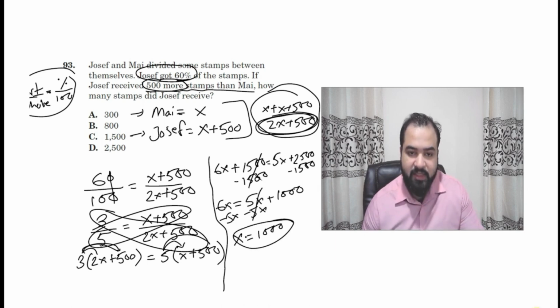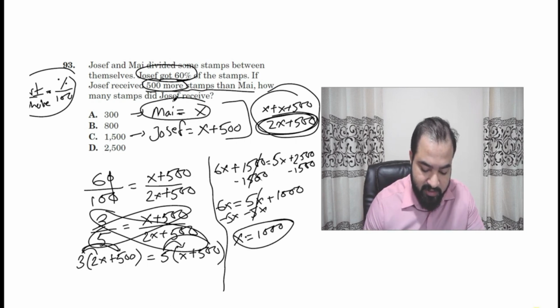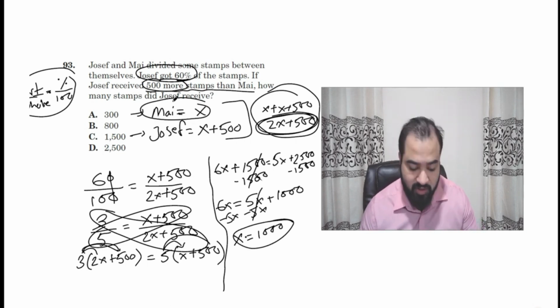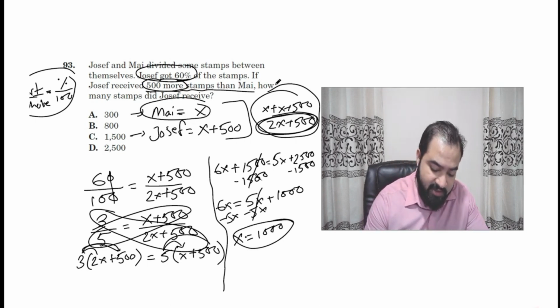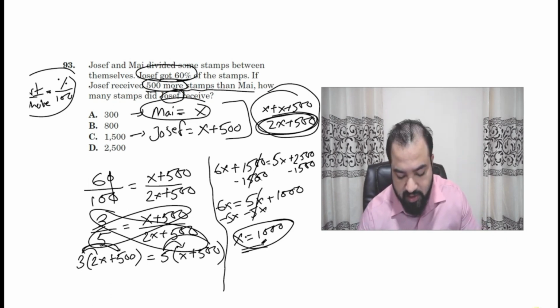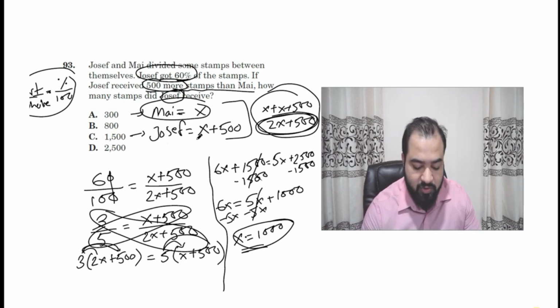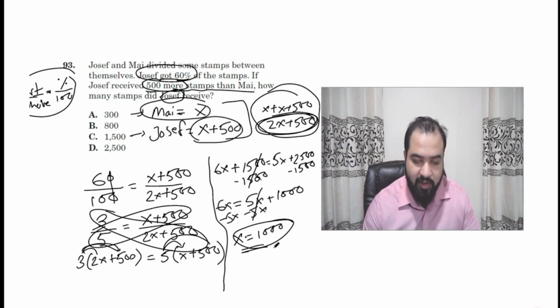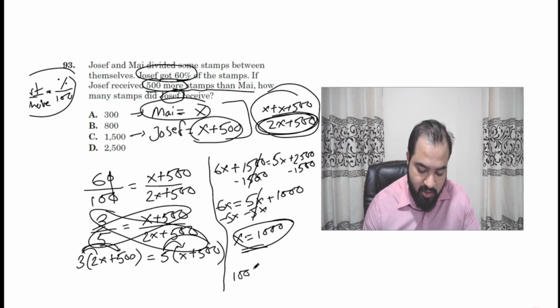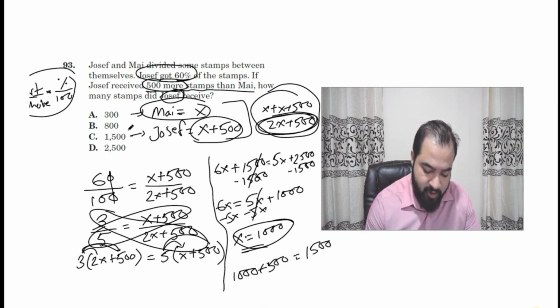So who represents X? May. So May is X, which is 1000. So is 1000 the answer? No, because they asked how many stamps did Joseph receive. If we know X is 1000, how do we find Joseph? Joseph is 500 more. So 1000 plus 500 is 1500.